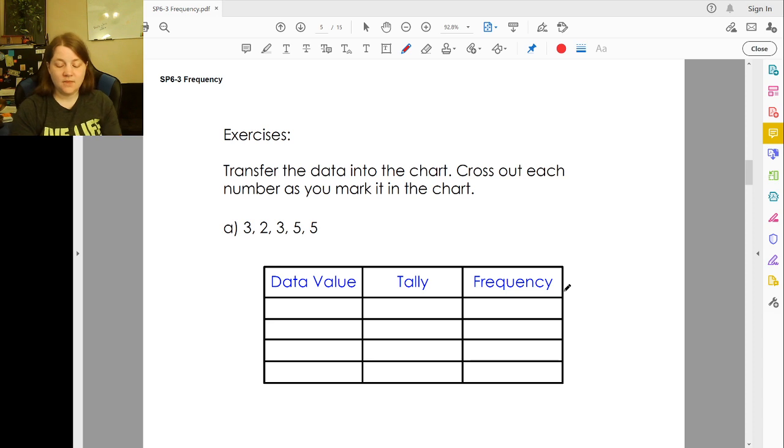Welcome back. You should have the numbers 2, 3, and 5 in the chart. There's no need to put a number 4 because there's no 4s here. So let's go ahead and do tallies. 3, 2, 3, 5, 5. So our frequencies are 1, 2, and 2. It's how many times each number showed up.